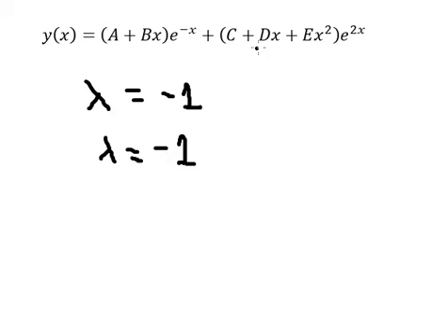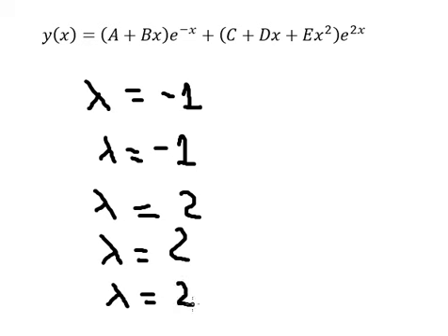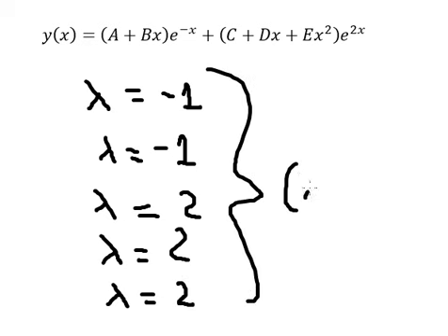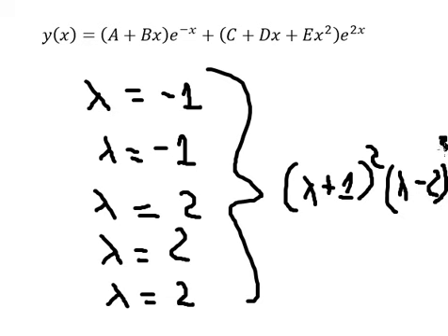So we have C plus Dx plus E x to the power of 2, and we have the number 2 in here. That means we have 3 lambdas equal to 2. So in this situation, we will have lambda plus 1 to the power of 2 and lambda minus 2 to the power of 3, because this is about the solution.